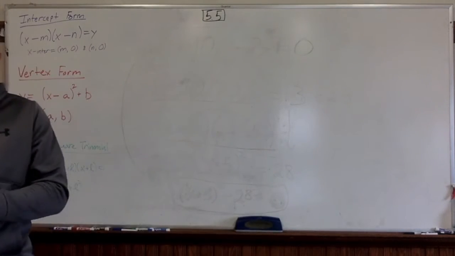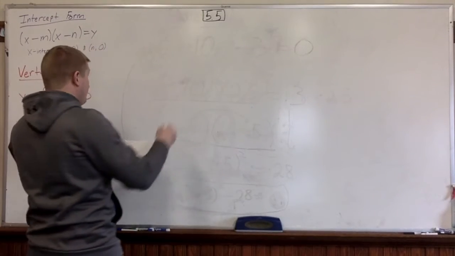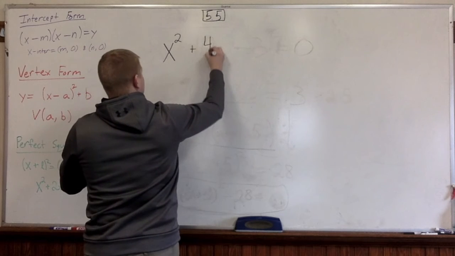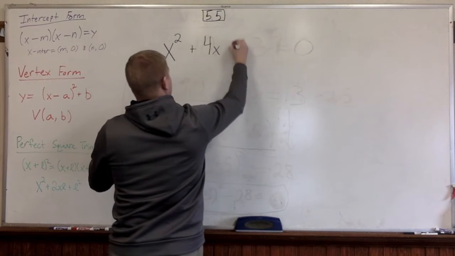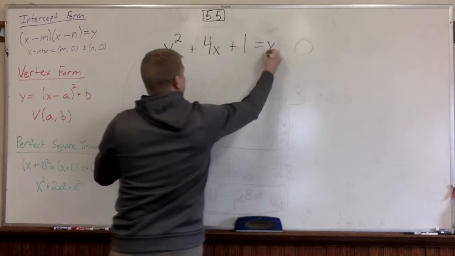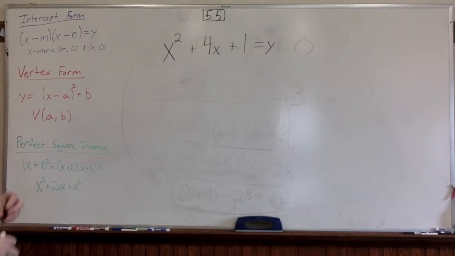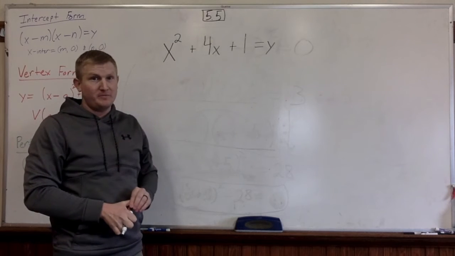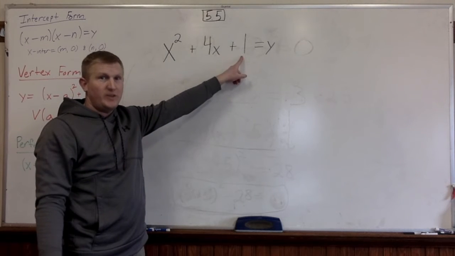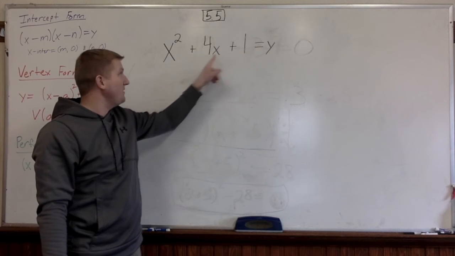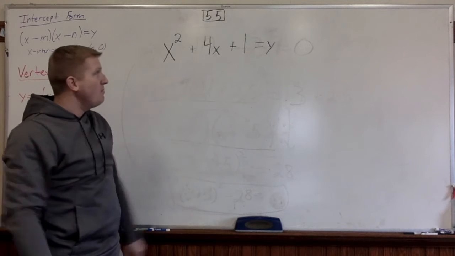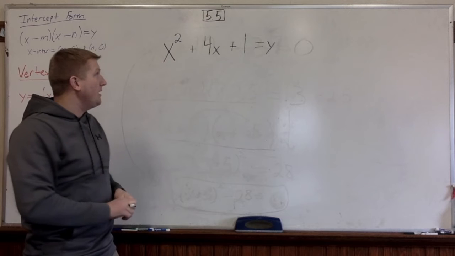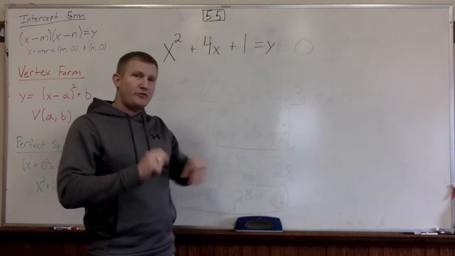Alright, so let's get another. How about this one? Alright. You probably see immediately that this is not going to factor, because there's only one way to get 1 times 1, and 1 plus 1 is not going to be equal to 4, so that's not going to be any help there. But if we complete the square, we can at least get the vertex, and that's going to be helpful for us. Alright, so step 1, I'm going to backtrack.